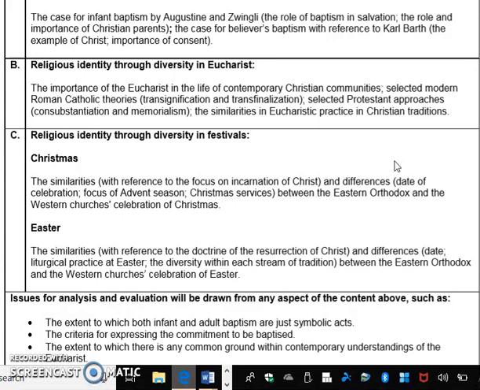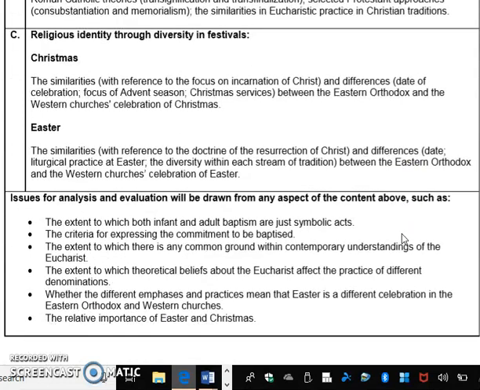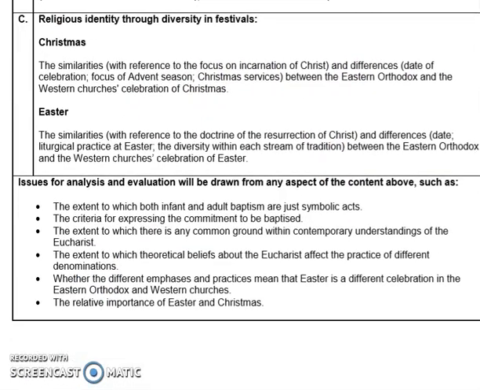So if the Eucharist appears again, I imagine it's either going to be explain the importance, or it's going to be selected modern theories. The Part B, so this is what you should expect in terms of evaluation, but I want to remind you that the evaluation can be drawn from any aspect of the content, so any of that in 4B could be turned into an AO2 evaluation question.